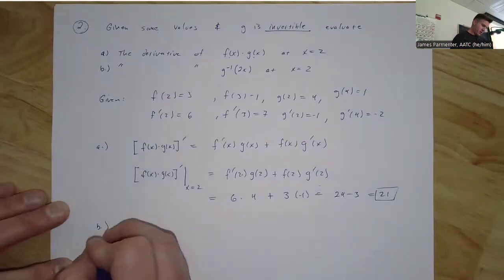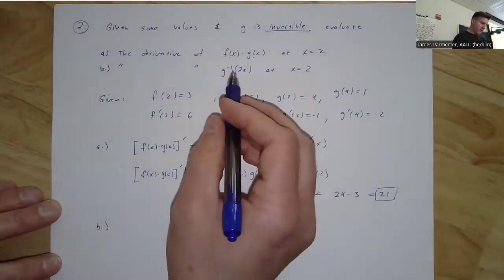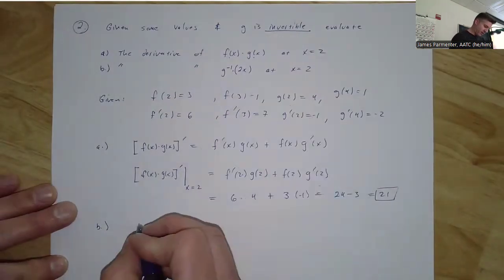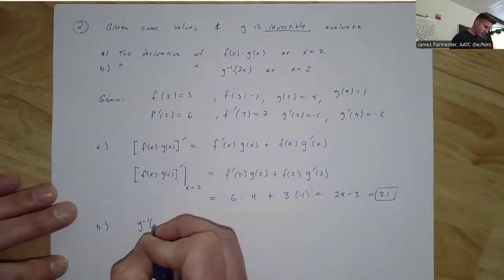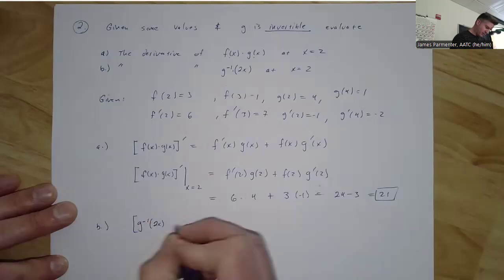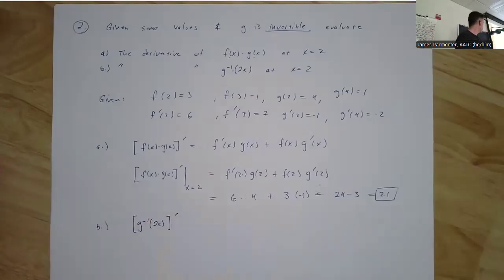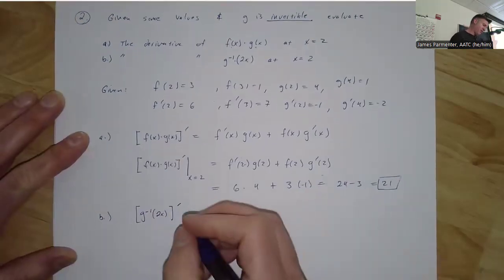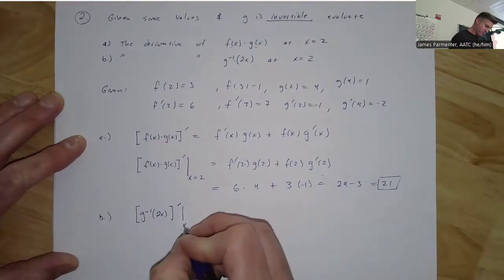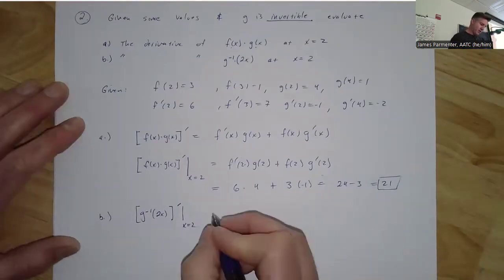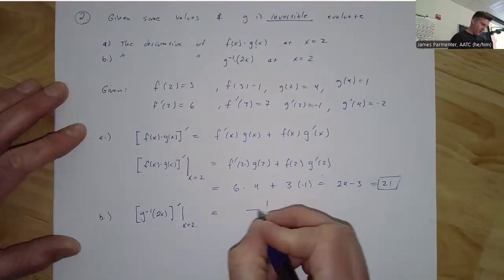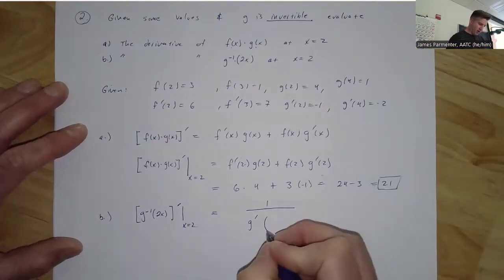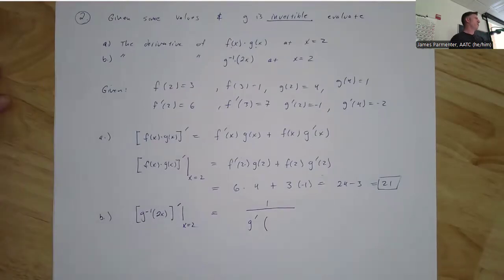So part B, we're asked to find the derivative of g inverse of 2x. Yeah, the derivative of g inverse. So I want to find the derivative of g inverse of 2x at x equal to 2. Ugh, at x equal to 2. That's going to be interesting. So we know that's supposed to be 1 over g prime of what?